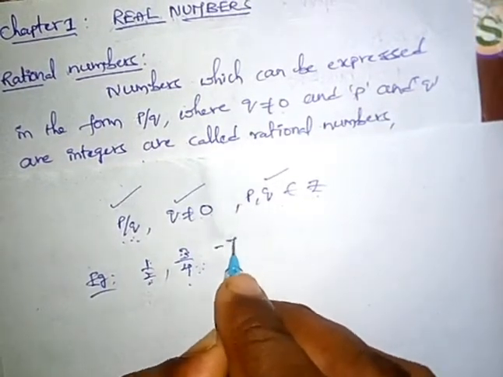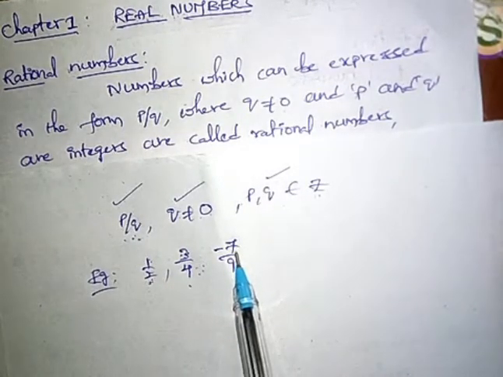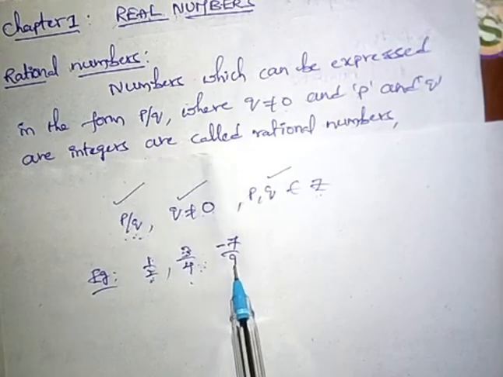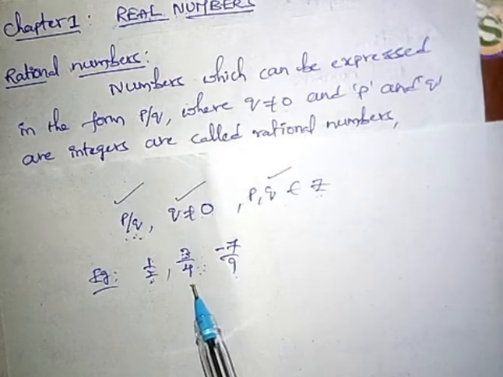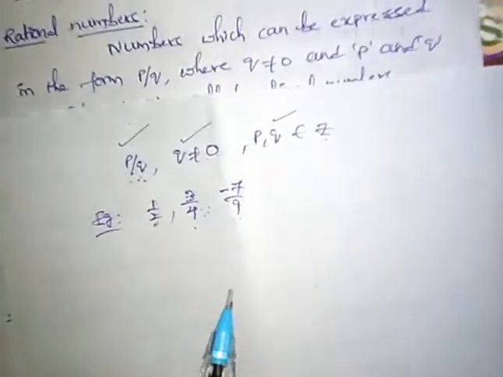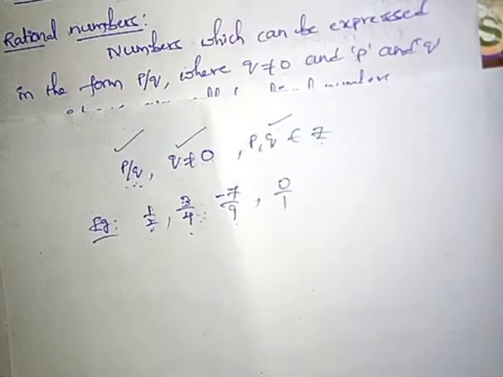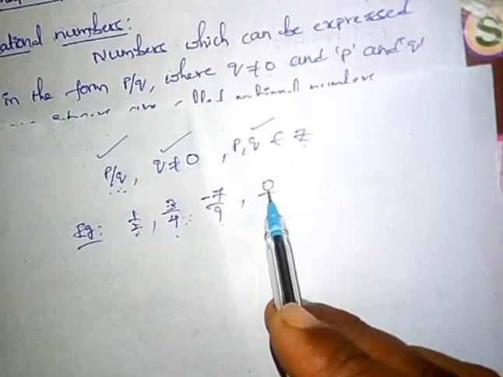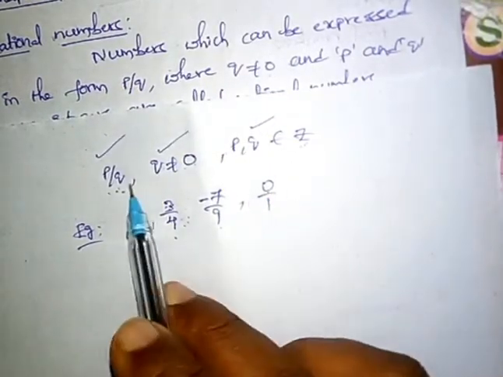Now minus 7 by 9, this is also a rational number because minus 7 is an integer, 9 is also an integer, and this number is in the form of p by q, and q, that is 9, is not equal to 0. p, q belong to Z. That's why this is a rational number. Now 0 by 1. 0 by 1 is also a rational number because this is also in the form of p by q, and 0 belongs to integers and 1 belongs to Z. That's why it is a rational number.